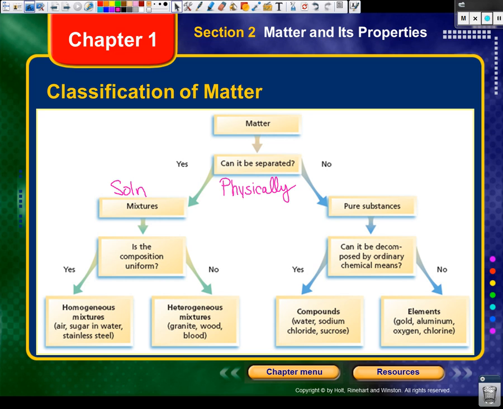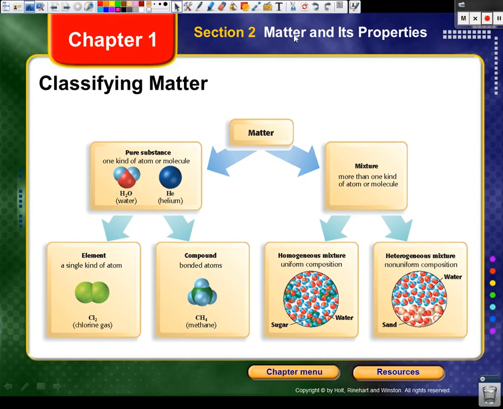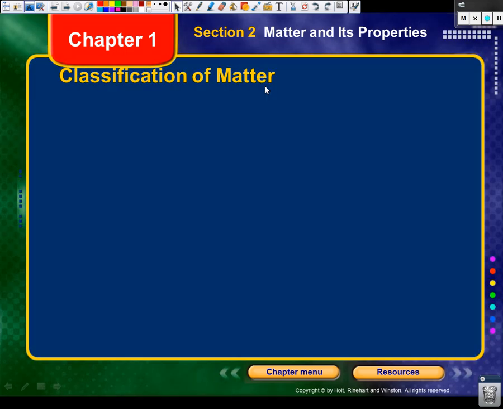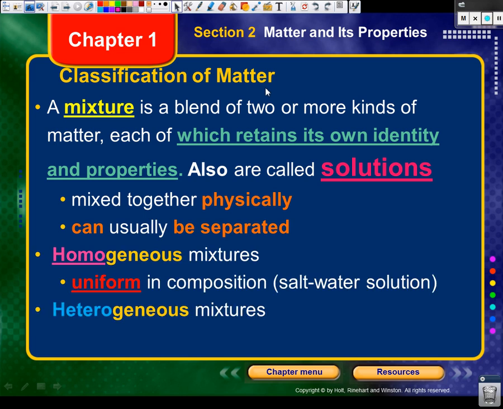Okay, so if you can break it down, it's compounds. If you can't break it down, it's elements, which is everything on the periodic table. All right, so let's look at this. It's the exact same picture, just kind of flipped over, and it shows you a little bit more perspective of what's going on here. Okay? All right, so the classification of matter.